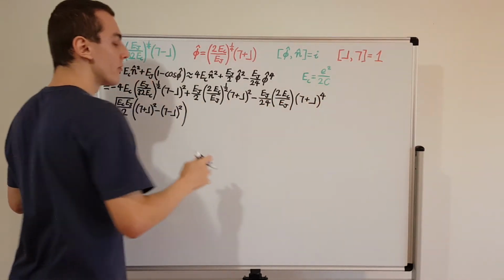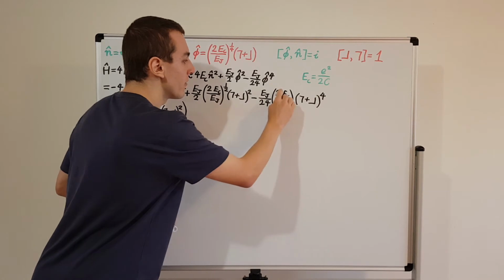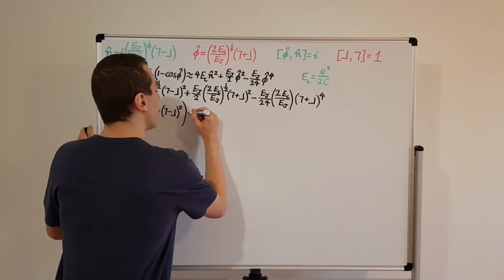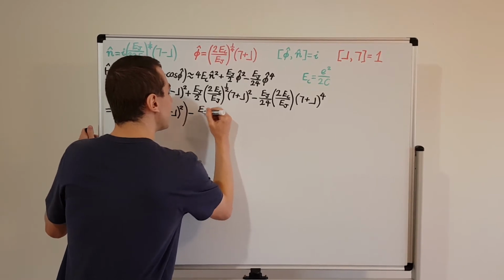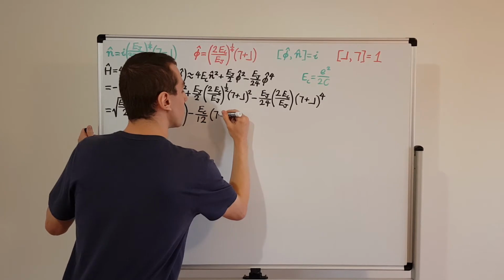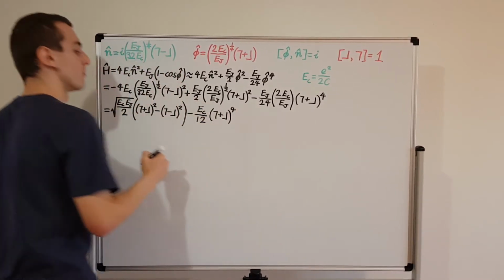What about this term over here? Well, we have an EJ and an EJ. Those guys are going to cancel. We have a 2 over 24. That's going to become 1 over 12. So we have minus EC over 12, and then the creation plus the annihilation operator to the power of 4.